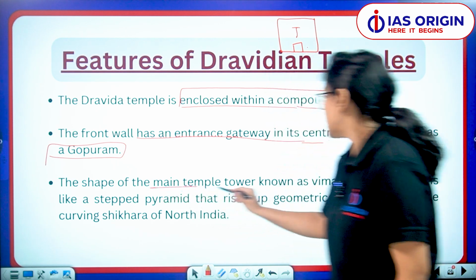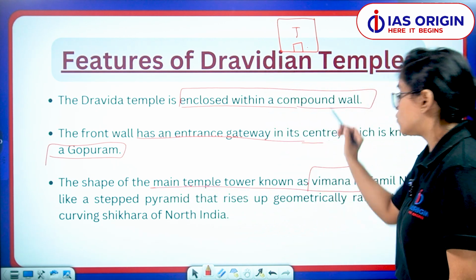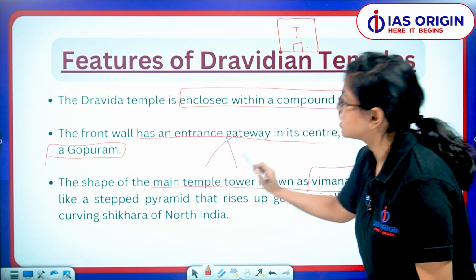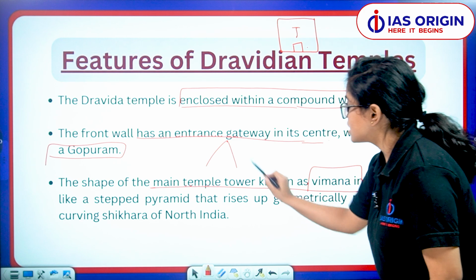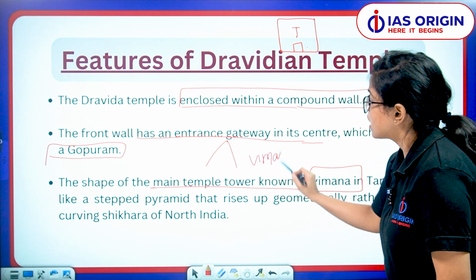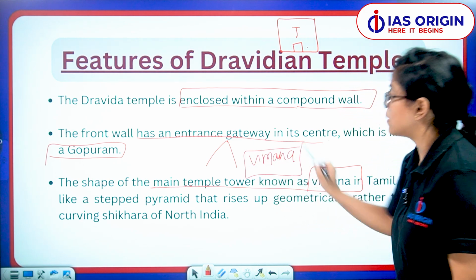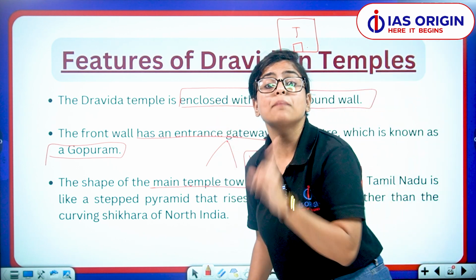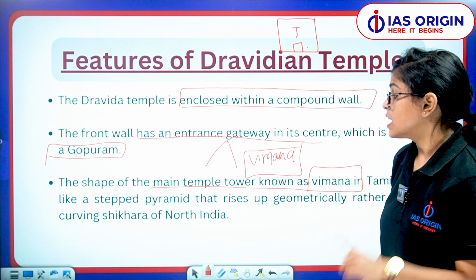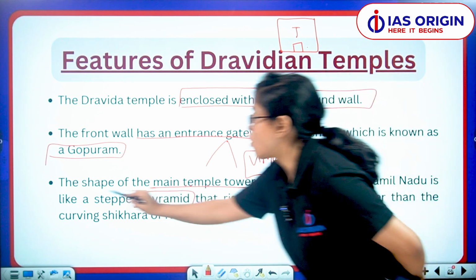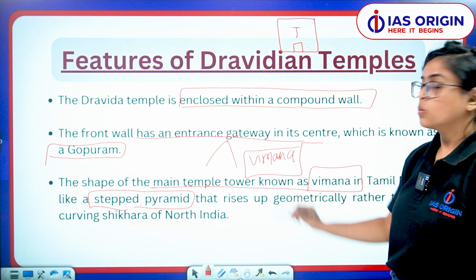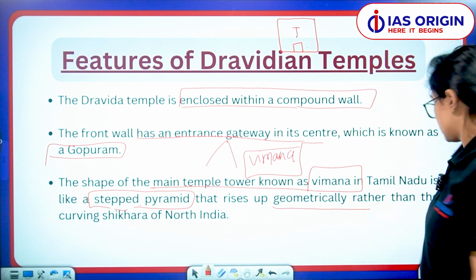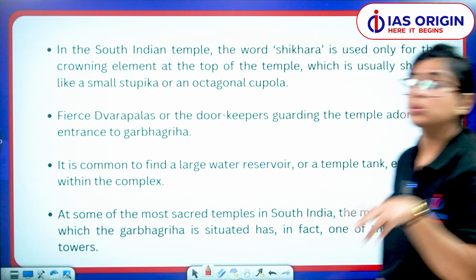The shape of the main temple tower is known as Vimana. Now, when we talk about Shikhar, जो शिखर था in North Indian temples में, that is termed as Vimana in South Indian temple. And Shikhar was pointed towards a particular point. Curving था, यहाँ पे pyramidal रहता है. Shikhar is pyramidal in form of stepped. That is known as Vimana. And it was geometrical in shape. So that is the feature of the South Indian temple.